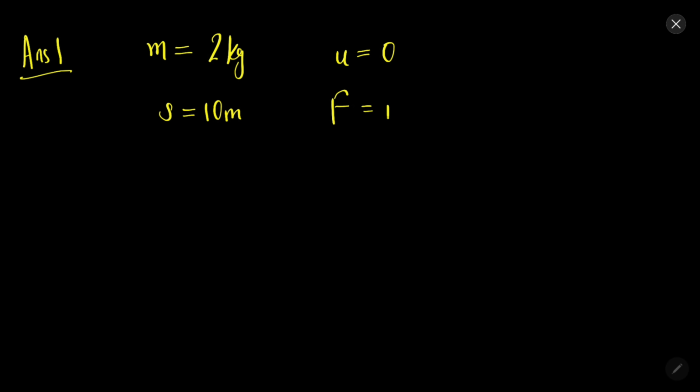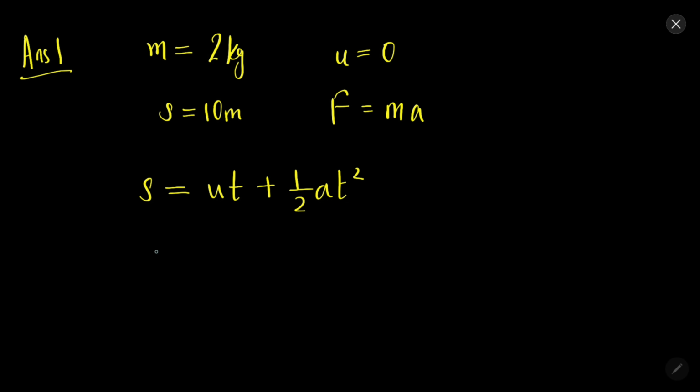So let's write the given things. Mass is 2 kg, the displacement is 10 meters, initial velocity is 0, and we need to find the force that we need to apply. First we need to find the acceleration. Force is F equal to ma, and we know mass. For finding acceleration we can use the formula S equal to ut plus half at square.